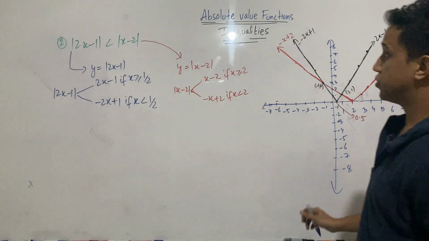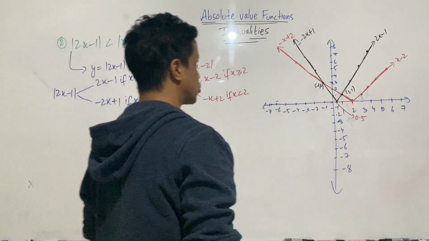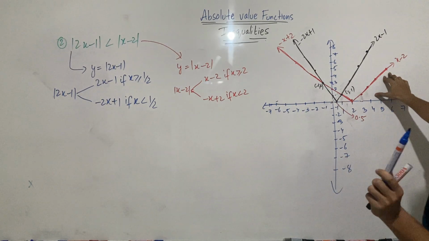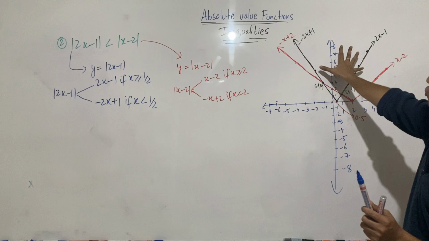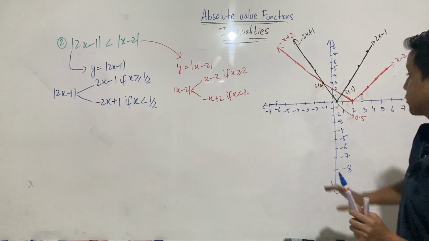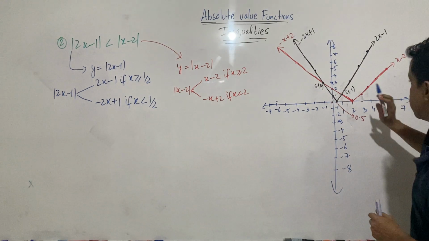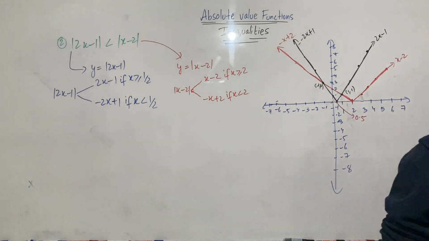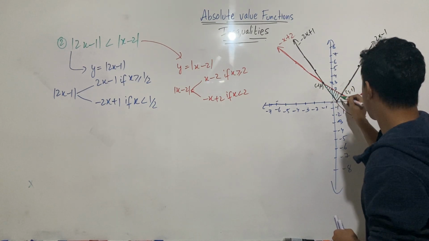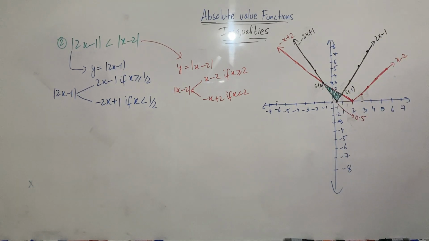We have to see what they are asking us for. They are asking for the absolute function |2x minus 1| less than x plus 2. So where is it? It means the part of this black curve that falls below the red curve. Which part of the black curve falls below the red curve? See here, this part, marked in green. They are talking about this part.